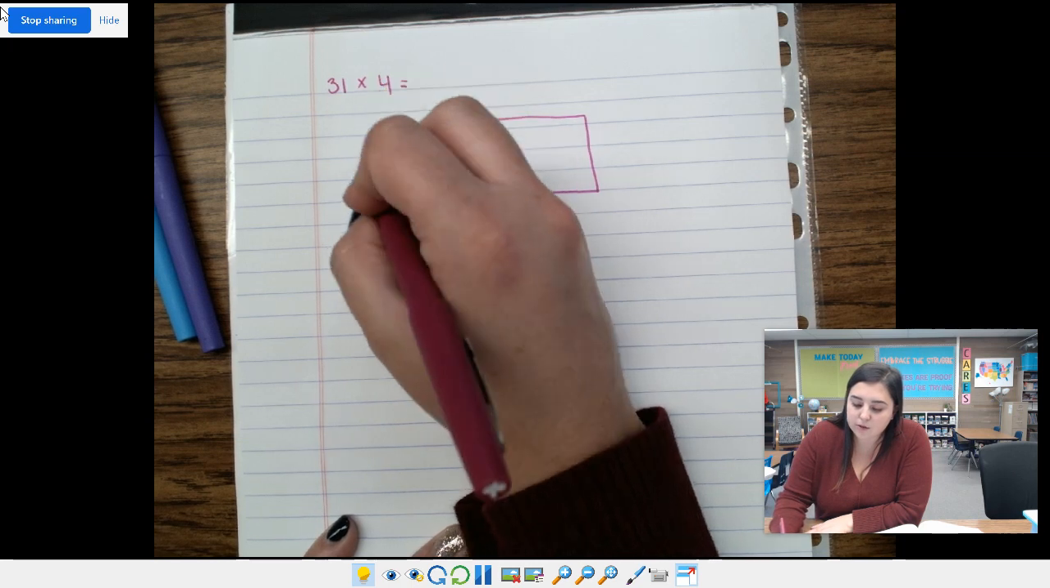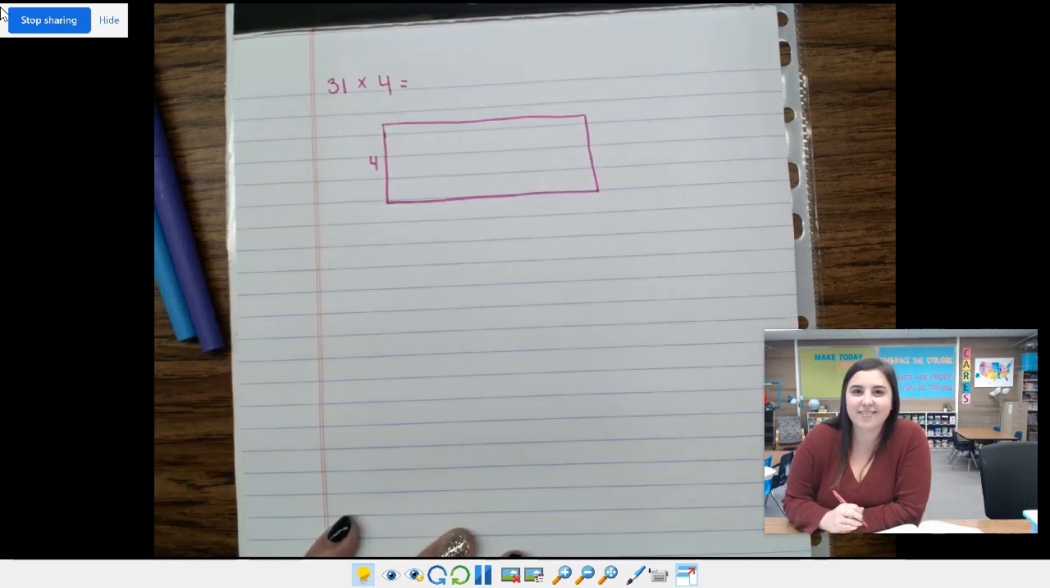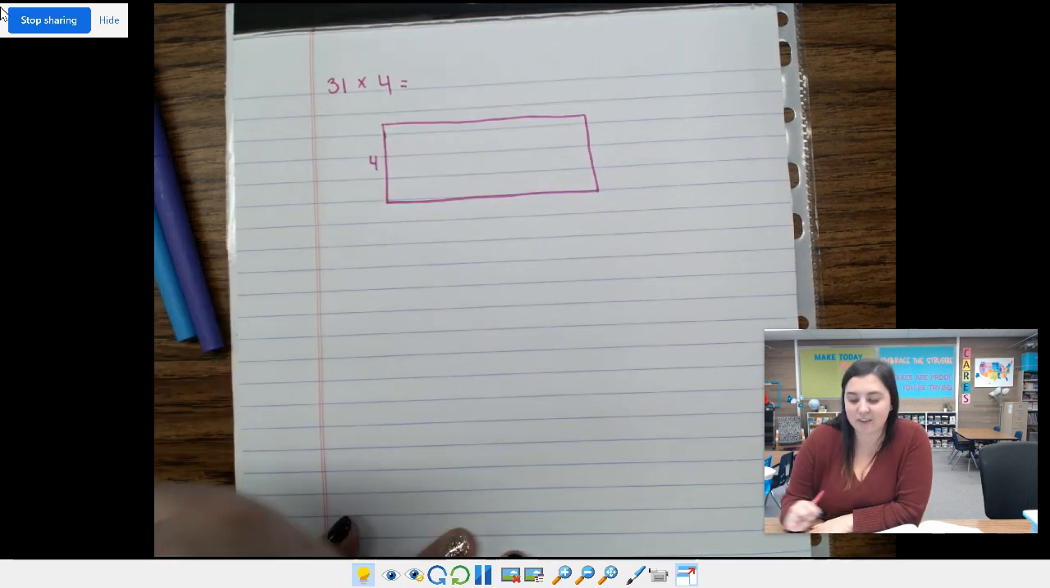My smaller number, so the 4, sorry, I'm possessed Woody in my room.